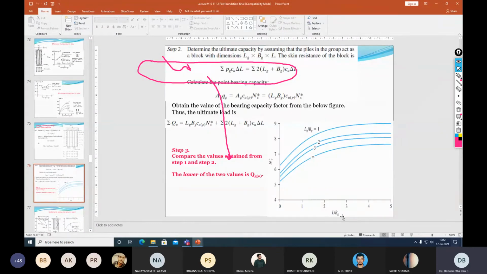The x-axis is L by BG, NC star versus L by BG, and the third parameter is LG by BG. Now we may deal with variety of the piles, square, rectangle. So LG by BG 1 represents the square, that is number of piles in the length direction are equal to number of piles in the width direction. Or it could be rectangle like LG by BG greater than 1, that is 2, 3 and infinity. So using the chart, one can pick up the value of the NC star.